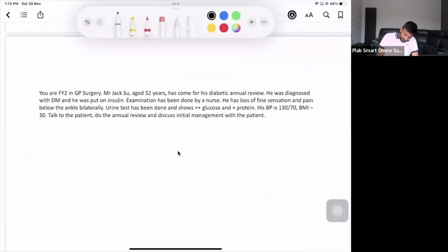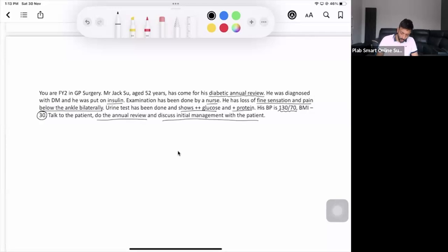You are in GP surgery. A patient has come for diabetic annual review. He was diagnosed with diabetes and was put on insulin. Examination has been done by the nurse. Patient has got loss of fine sensation and pain sensation below the ankle bilaterally. Urine test shows patient has got glucose and protein. The blood pressure of the patient is 130/70. BMI is 30. Talk to the patient, do the diabetic annual review, and discuss the initial management with the patient.